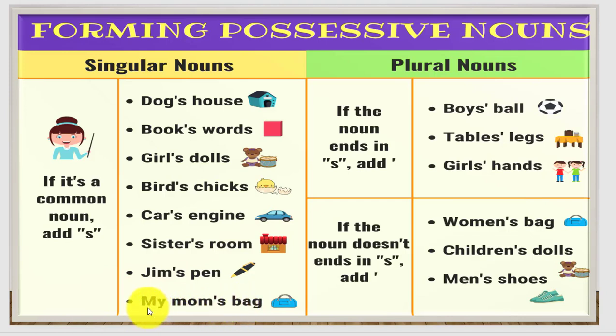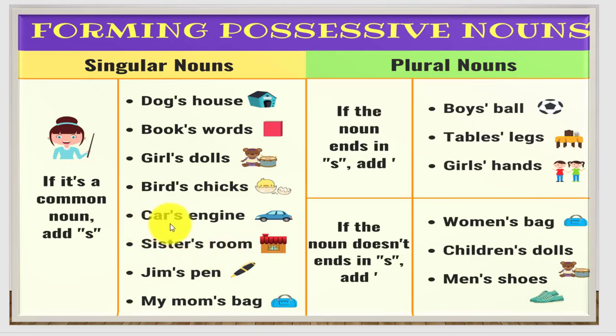So you do not try to say this bag is of my mom. This apostrophe is used in the sense of; in Urdu it gives the sense of ka, ke or ki. So this is my mom's bag is an ideal expression. Instead of saying this is the bag of my mom or this is the pen of Jim, which will be a poor, weak, wrong expression, say: this is Jim's pen, not this is the pen of Jim. This is the room of my sister, wrong. This is my sister's room.